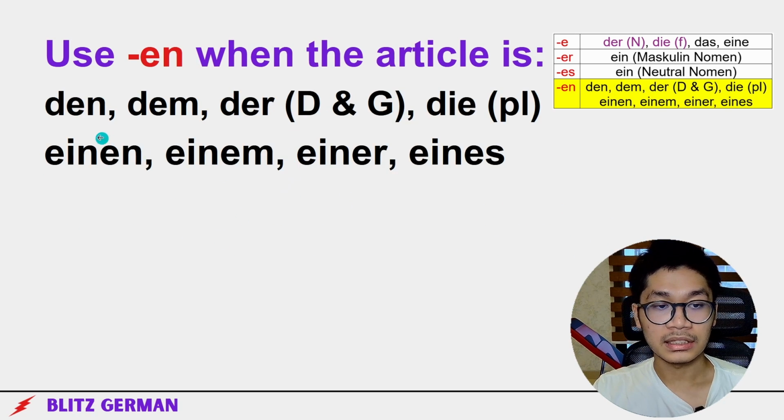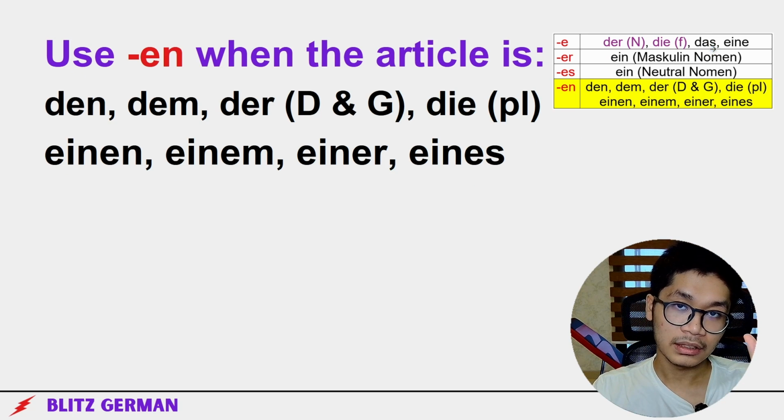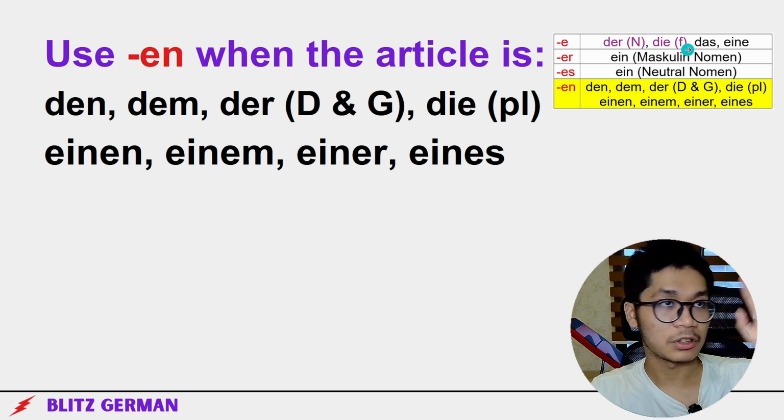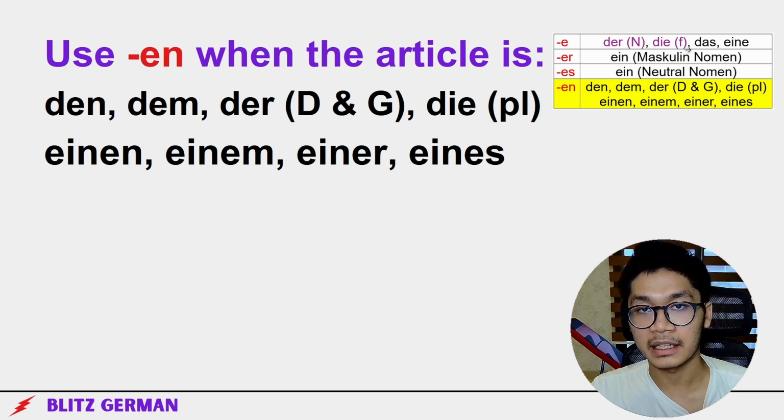When the article is den, dem, der, Dativ oder Genitiv, die Plural, einen, einem, einer, eines, you use en as the Adjektivdeklination. But don't worry, you don't have to memorize this. You only have to know the top part, and if it's not in the top part, by process of elimination, you know it's en.